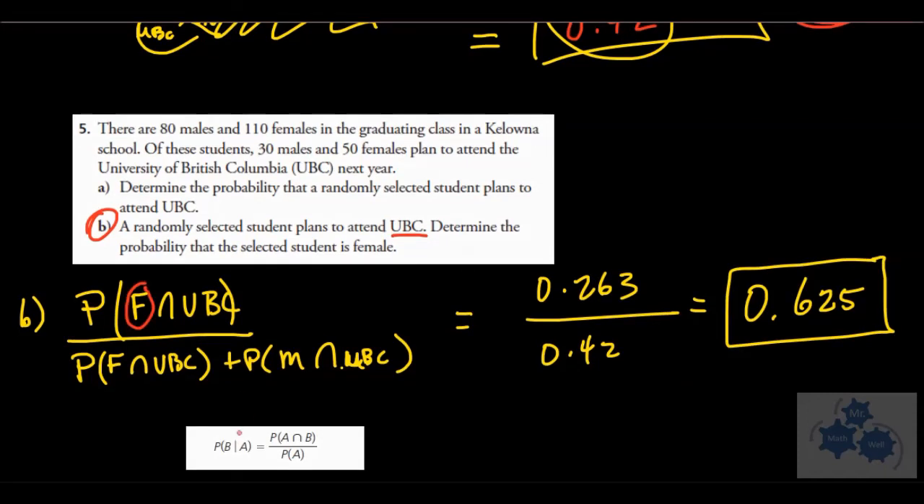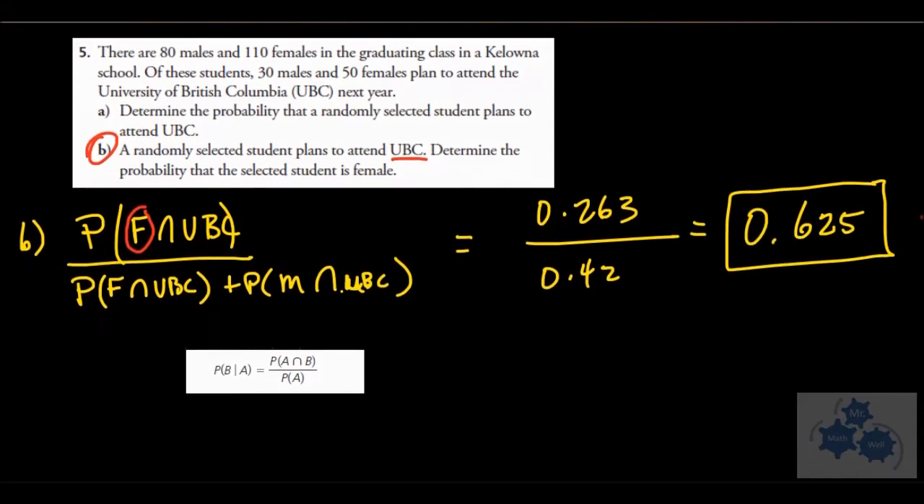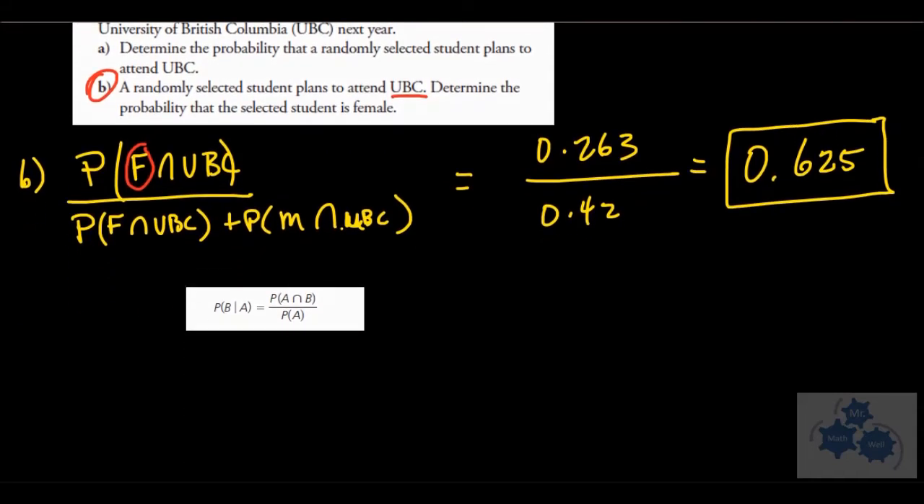Okay, so if you look at this formula here, you can relate what we did in B to this formula here. Now this formula says what's the probability that, and B would be, what's the probability that we run into a female given that the person we run into is going to UBC, right? A randomly selected student plans to go to UBC, determine the probability that the selected student is female. So what's the probability that we run into a female given the student is already going to UBC? And this formula, even though I don't like using the formulas all the time, I like using just some intuition during these questions, but this is what we just did right here.